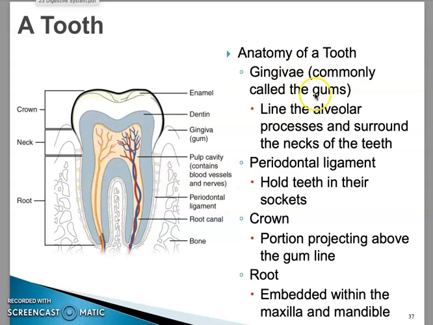The gingivae are the gums. That is what actually holds the neck of the tooth in place. It surrounds it. Then we have the periodontal ligament right here, which also helps to hold the teeth in these sockets. The crown of the tooth is the part that actually protrudes out of your gums. You can see them. The root itself will be embedded within the maxilla and the mandible, so those are the parts you won't actually get to see.